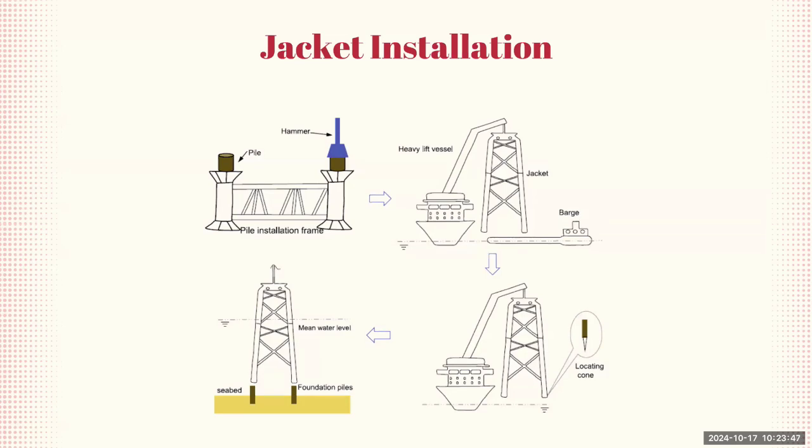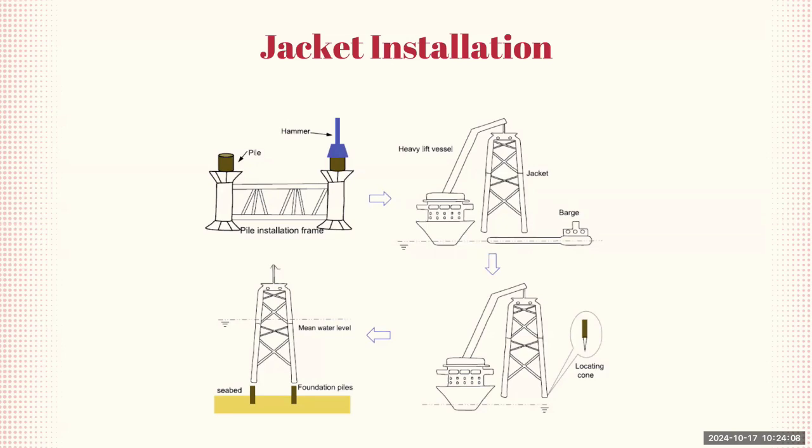Once the piles are securely in place, the jacket structure is transported by a heavy lift vessel, as shown in the top right image. This vessel carries the jacket to the installation site and lowers it onto the piles. The jacket is then secured to the seabed by connecting it to the foundation piles. The locating cone ensures that the structure is positioned correctly.